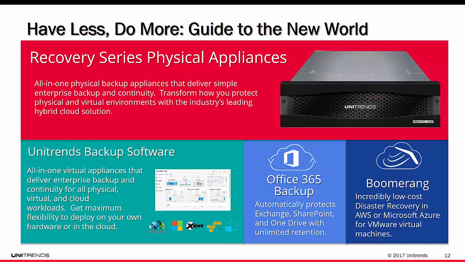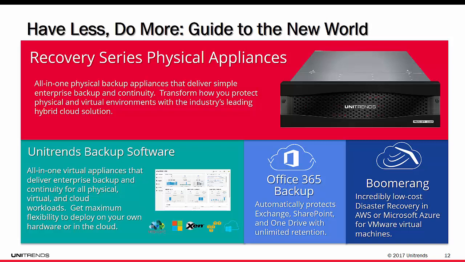Well, the first one is our Office 365 backup. Unitrends can do an automatic backup of your Exchange, SharePoint, and OneDrive in Office 365 and provide unlimited retention. We do this with a cloud-to-cloud backup system, and you'll be able to recover individual emails in minutes. And you'll be able to find them super easily with all sorts of filtering and ease of use.